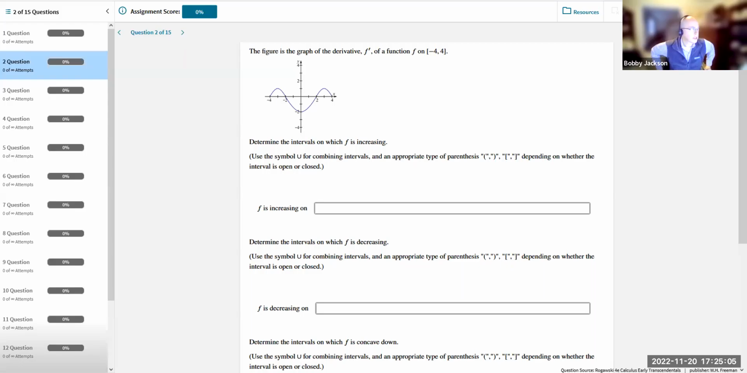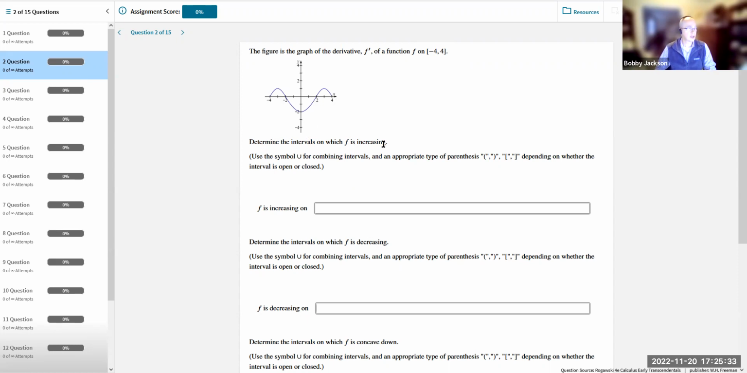Hey everyone, let's take a look at number 2 in section 4.4. I've got it pulled up on the screen here. We're given the graph of the derivative f prime of a function f on the interval from -4 to 4. And we're going to restrict our answers to this interval from -4 to 4 along the x-axis. And the first question is to determine the intervals on which the function f is increasing.